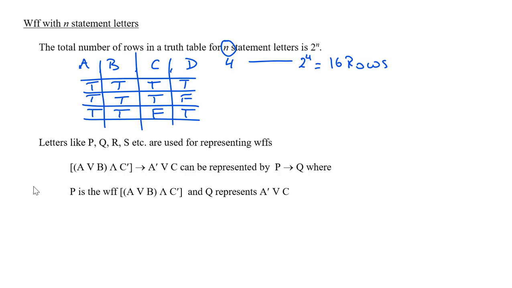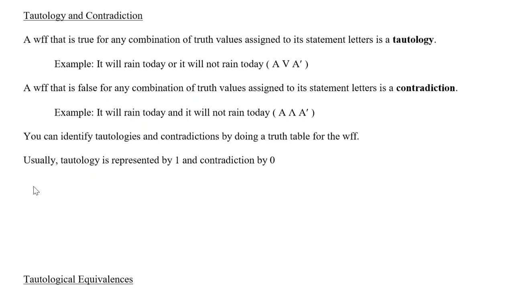Okay, so letters like P, Q, R, S are used for representing well-formed formulas. So sometimes even the well-formed formula, it is like A or B and not C. The whole thing I could call P, and not A or C, I call this Q, and then I have it even simpler, P implies Q. Now let's talk about tautology and contradiction.